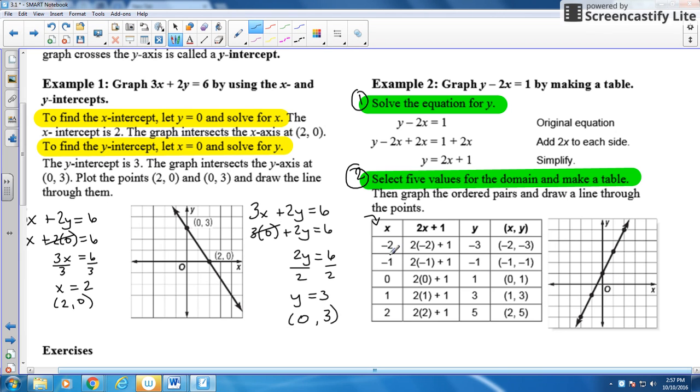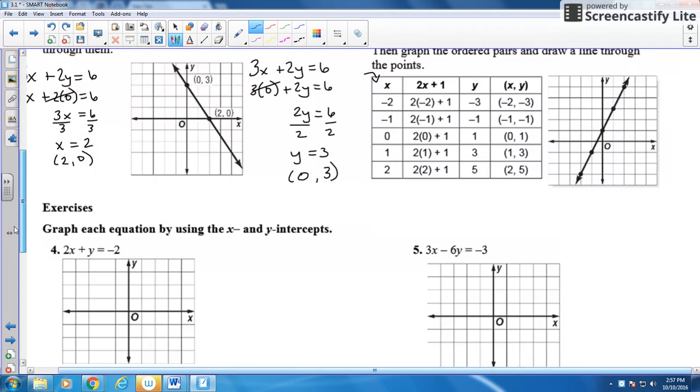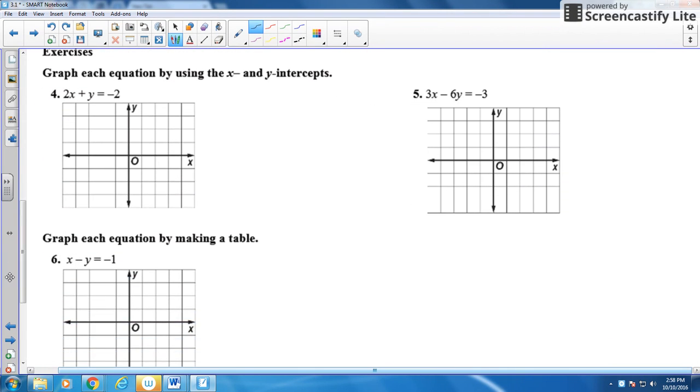Okay? So then once you make your table, you've got your ordered pairs, and then you can just plot them like that. Okay? So try these on your own, and then you can come back here and check. And number 4, your x-intercept should be at (-1, 0). Your y-intercept should be at (0, -2). And then I cannot connect a line real well on here, but hopefully yours looks better. But connect your dots like that.